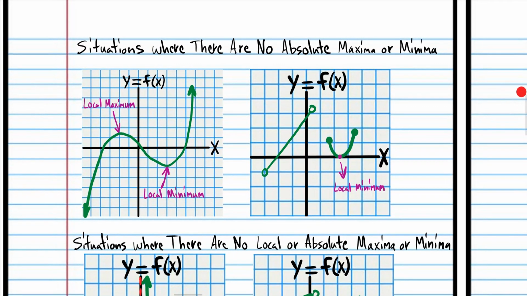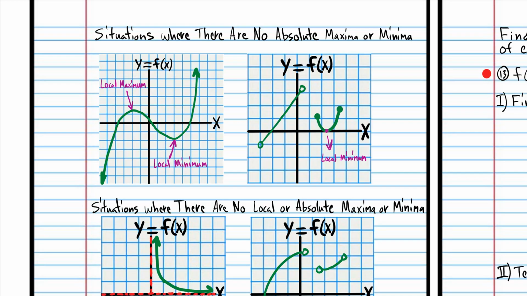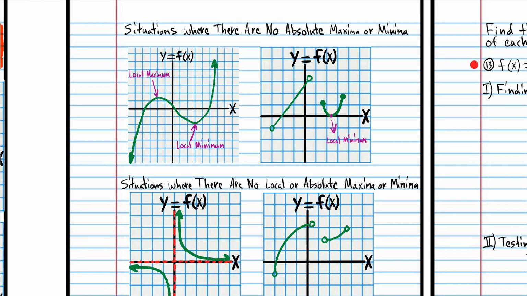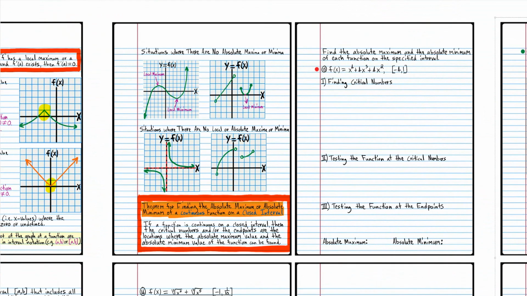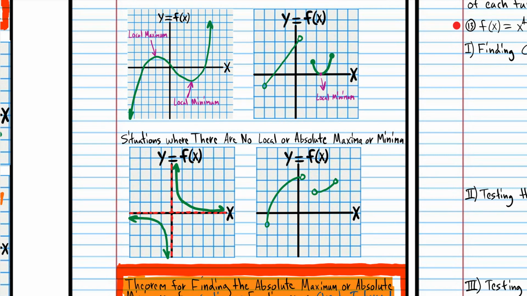Now there are situations where there are no absolute maxima or minima, as we discussed. The extreme value theorem tells us that absolute maxima and minima occur, but we found out that you have situations where there are no maxima and minima. So that's these situations here. But we also saw situations where we have no local maxima and minima, or absolute maxima or minima. So that's these situations.